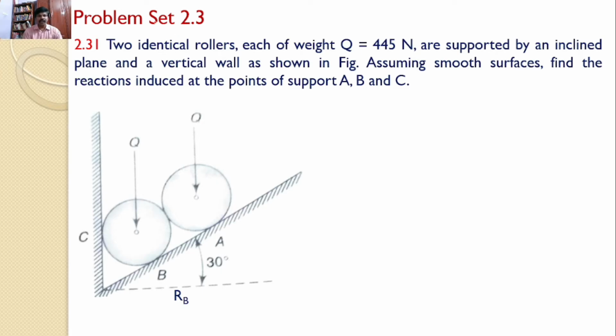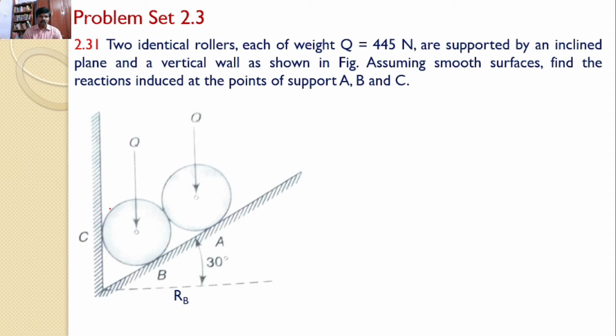In this tutorial, we will discuss problem set 2.3 and problem number 2.31. Two identical rollers, each of weight Q equal to 445 newtons, are supported by an inclined plane and a vertical wall as shown in the figure.